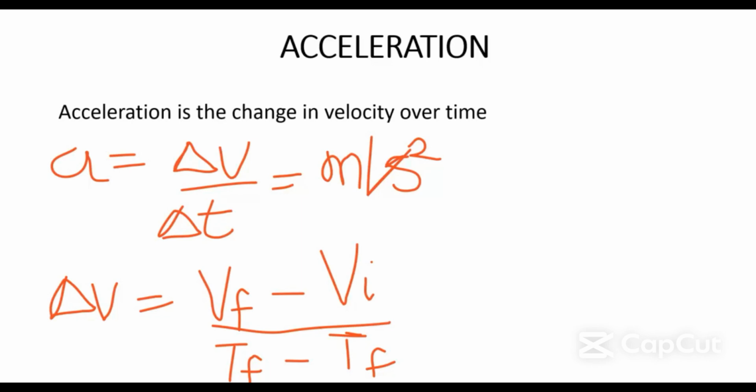Remember this: acceleration is the change in velocity over time. The unit is meters per second squared. It is the change in velocity over the change in time: final velocity minus initial velocity, over final time minus initial time.